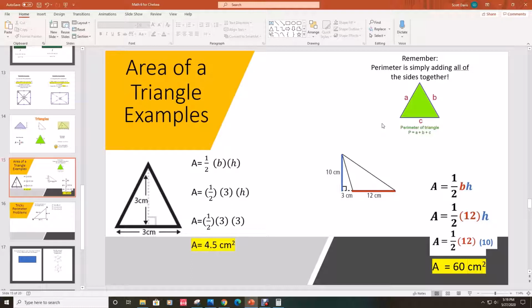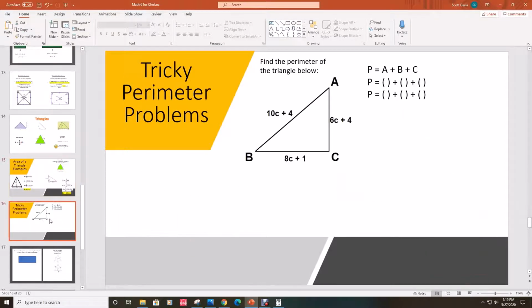And then I just popped it on up here again to remember. There's no reason to really go over it because perimeter is just adding all your sides together, A plus B plus C. I popped it up here again just to remind you. But as simple as that sounds, they're going to try and get you. Sometimes they might have tricky perimeter problems. So they might give you this triangle here, and it's got all kinds of crazy business in there. I mean, there's C's in there and I don't even know what. And you have to try and find the perimeter of the triangle below.